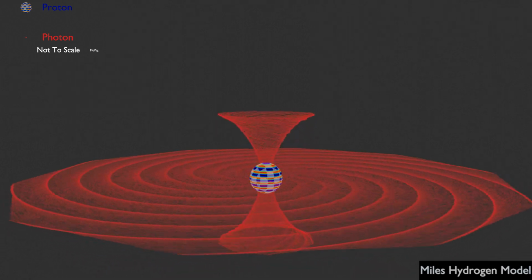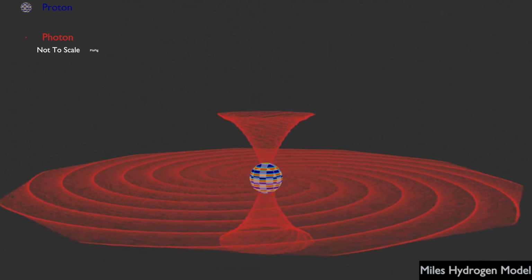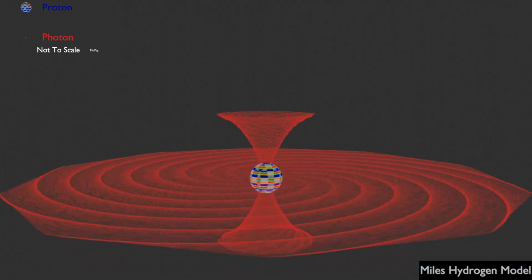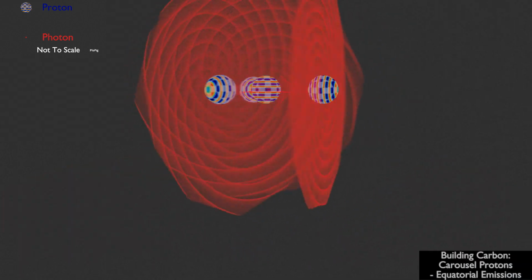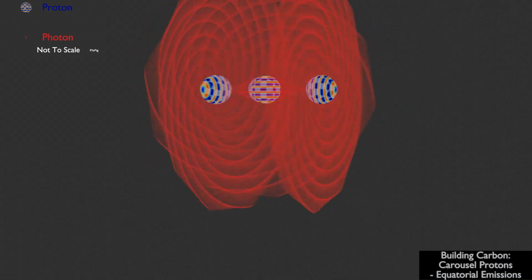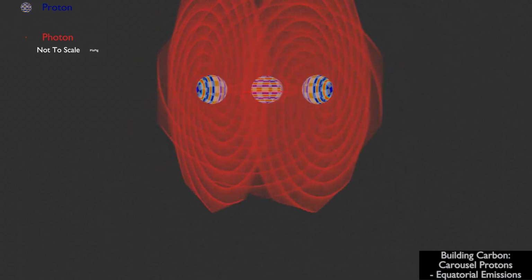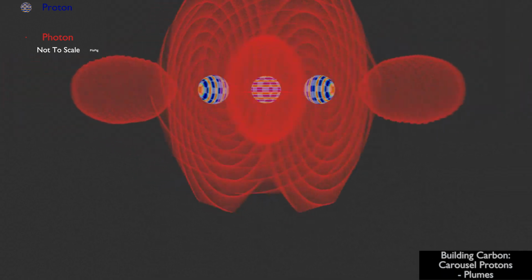Next, we place 3 protons 120 degrees, oriented vertically, around the perimeter of the carousel center. These 3 protons are the carousel protons, and they feed directly from the carousel center's equatorial emission. Where the equatorial streams of these 3 carousel protons collide, a coherent, spinning plume is created.